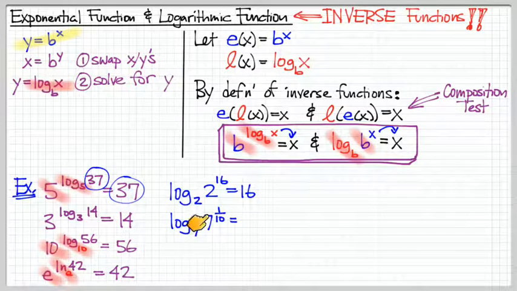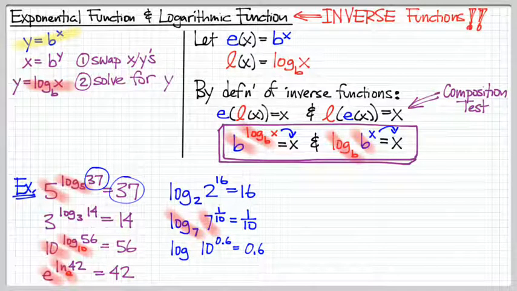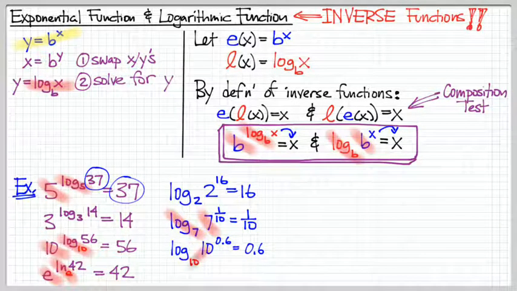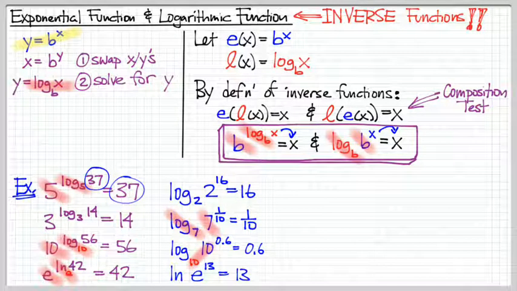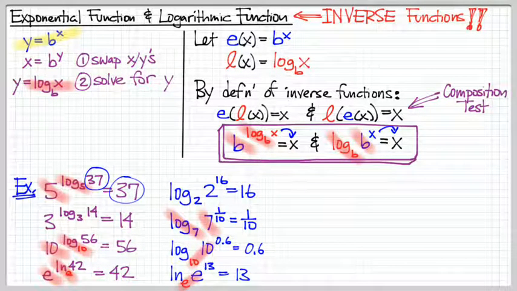Log 7, 7 raised to. Opposites, these are opposites. This is our implied log base 10. We have the same bases, so we can apply our trick. These are the same bases here, log base e, natural log, e to the 13th power. This is going to be 13.